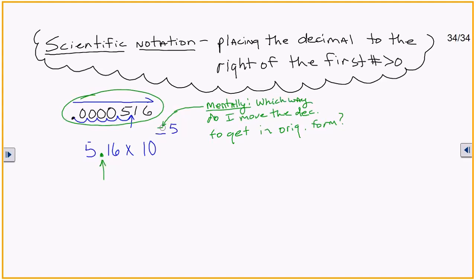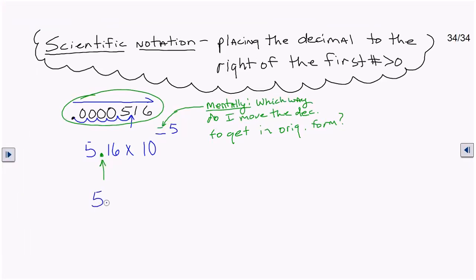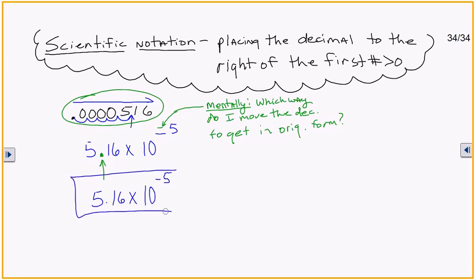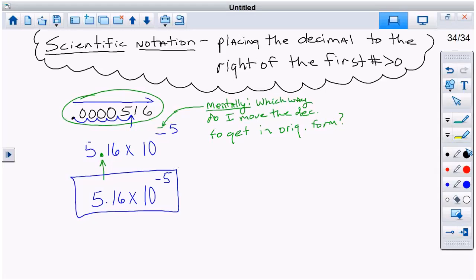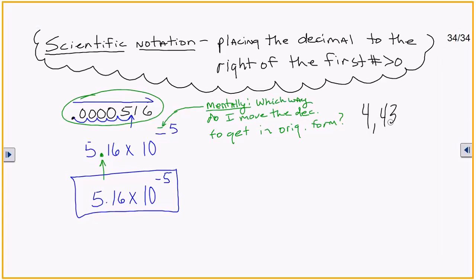Okay? So if you write this problem, you're going to write it as 5.16 times 10 to the negative 5th power. And that's your answer. That's scientific notation. So let's get a big number. All right, let's do 4,432,000.